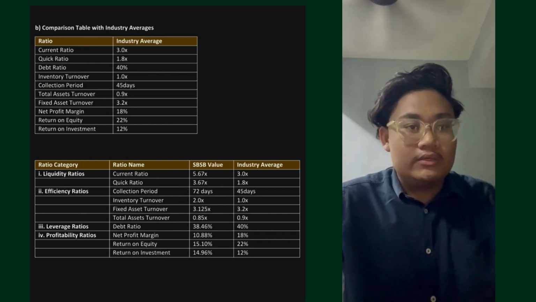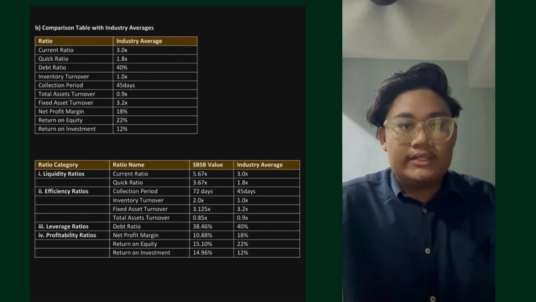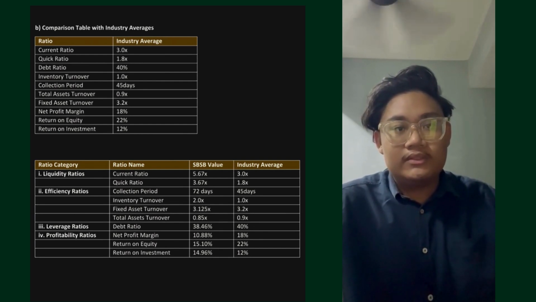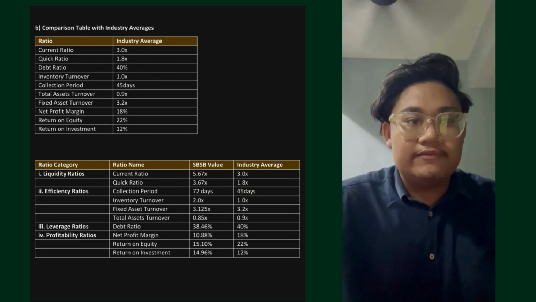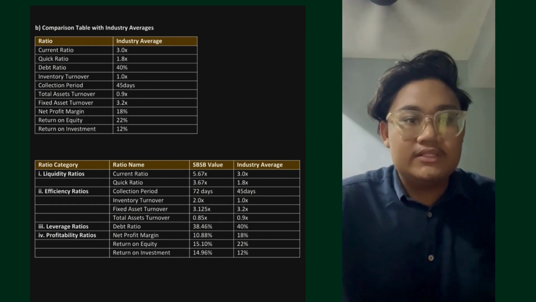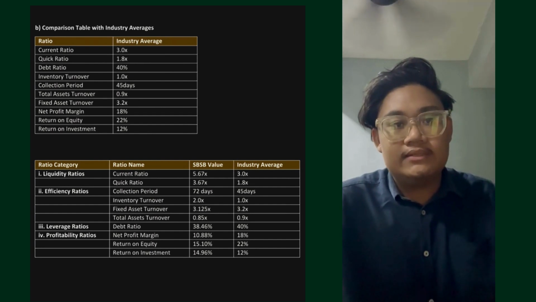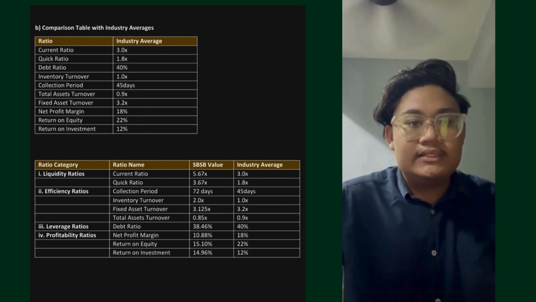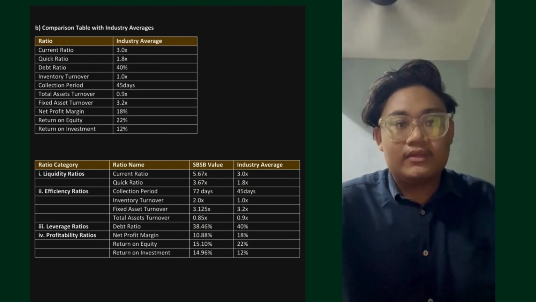Return on equity is 15.10%, while the industry average is 22%. Still need to do something to achieve the industry average, while the return on investment is 14.96%, while the industry average is 12%. That's all.